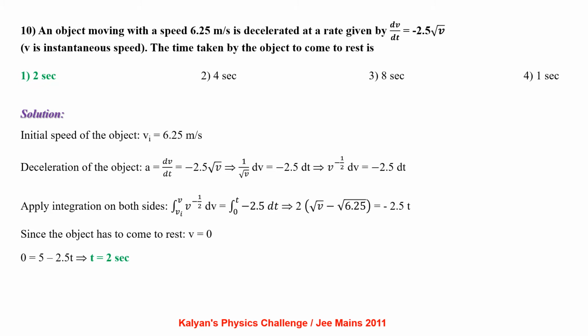Upon rearranging the terms, we get 1 by root v dv equal to minus 2.5 dt. Now it is v power minus 1 by 2 dv equal to minus 2.5 dt. Now apply integration on both sides. Integral v initial to v final, v power minus 1 by 2 dv equal to integral 0 to t minus 2.5 dt. Upon carrying out integration and substituting the limits, we have t equal to 2 seconds where the object comes to rest.